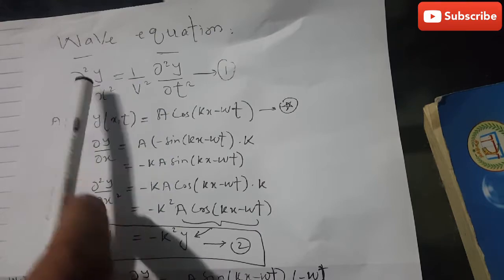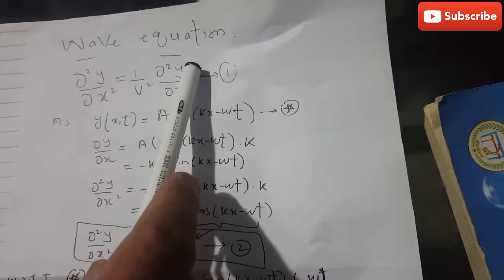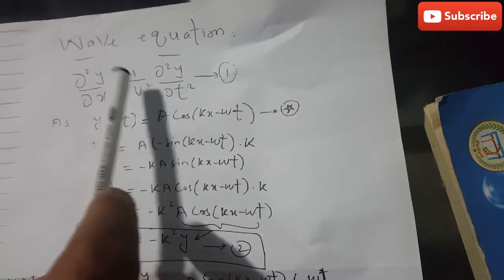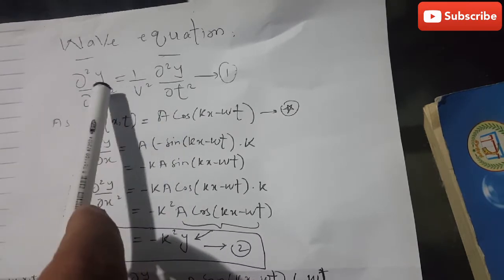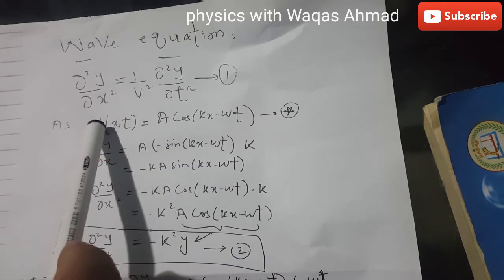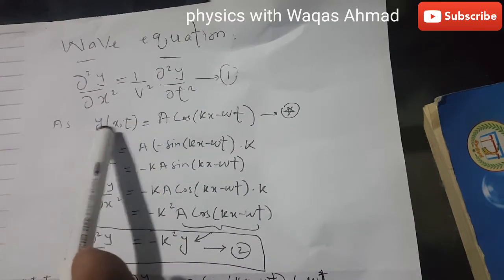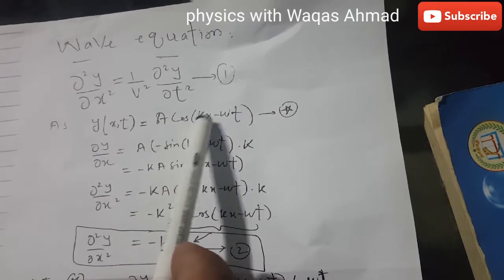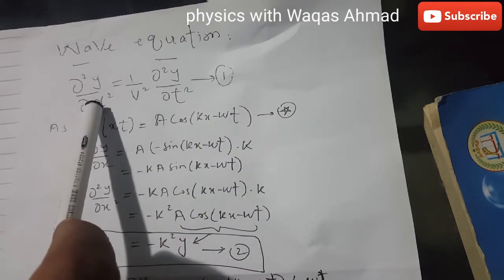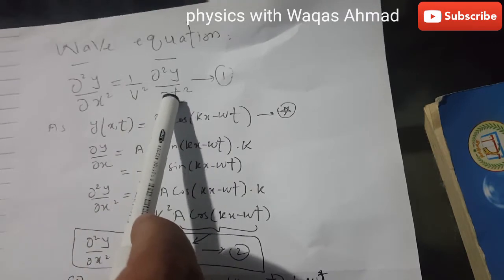Today I want to verify this wave equation number 1, which is a one-dimensional wave equation, and this is the solution of this wave equation. Now in order to verify equation number 1, we have to differentiate this equation y = a cos(kx - ωt) with respect to x as well as with respect to t.